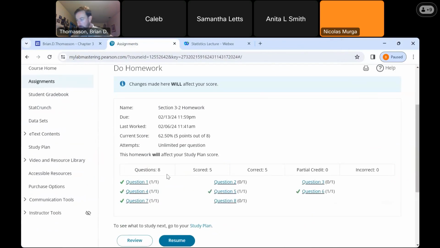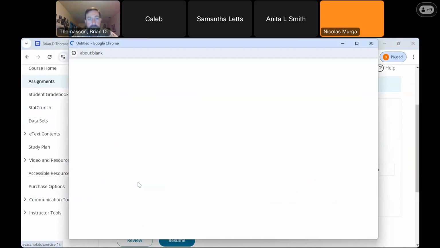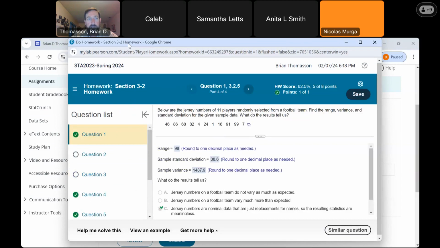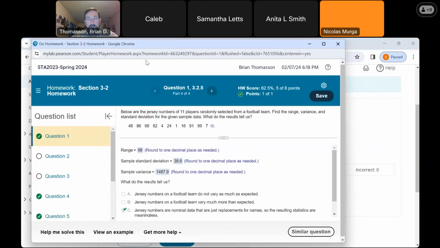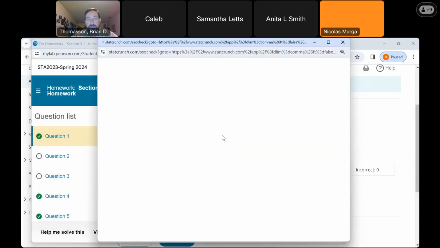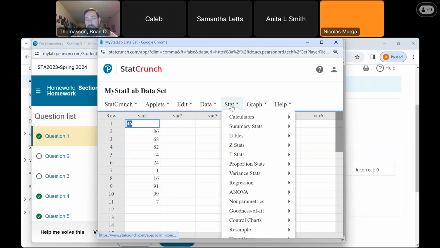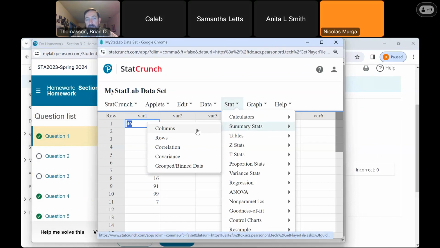All right, let's see what we want to do there. We want to look at the first one. So here we're trying to find the range, variance, and standard deviation. The standard deviation and range formulas are the ones we looked at right at the beginning of class that were pretty lengthy. This would be a pain to do by hand. Let's see how this will work with StatCrunch. So we open it up in StatCrunch, go to this exact same place: Stat, Summary Stats, Columns.